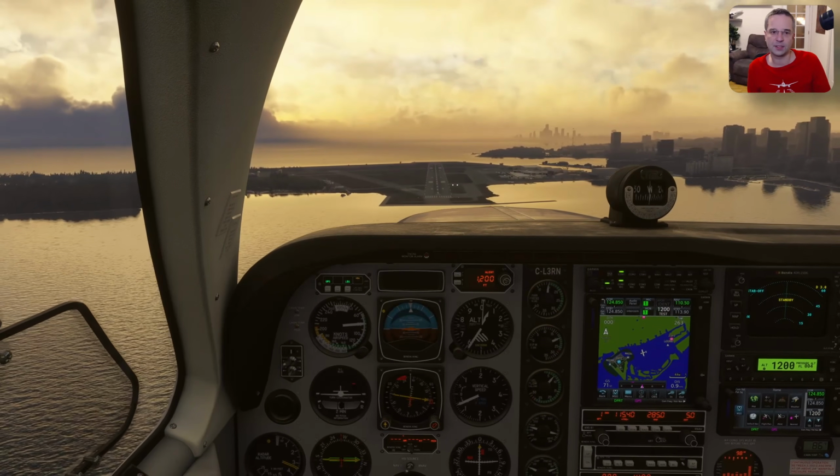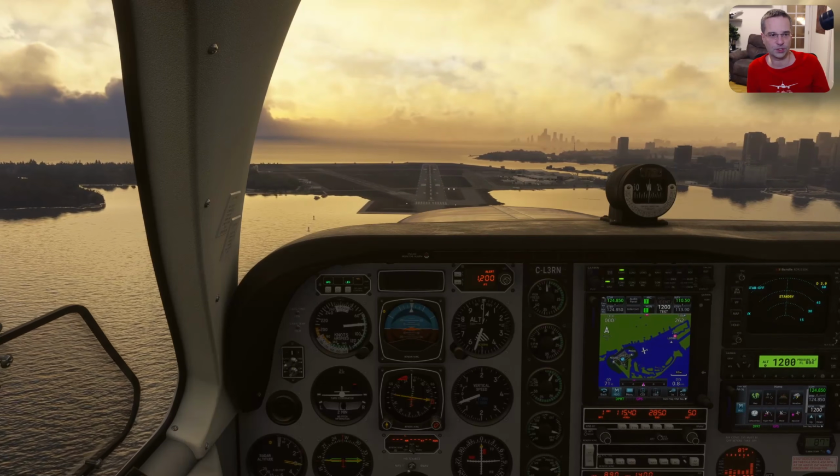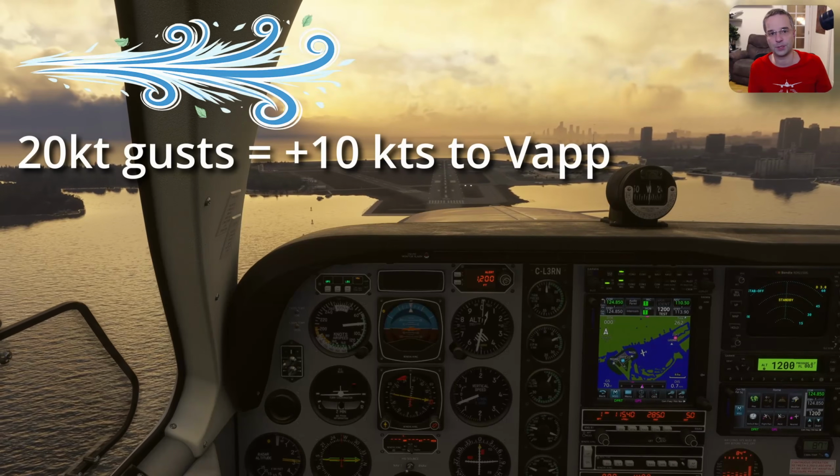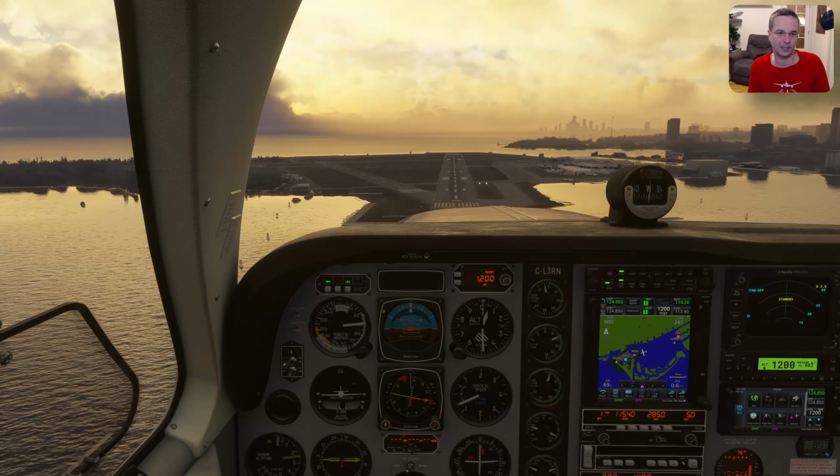The only exception to this is if there are wind gusts. In that case, you'll want to give yourself a bit more margin. So you typically add half the gust factor to your approach speed. So if there are 20 knot gusts, you would add 10 knots to your approach speed.